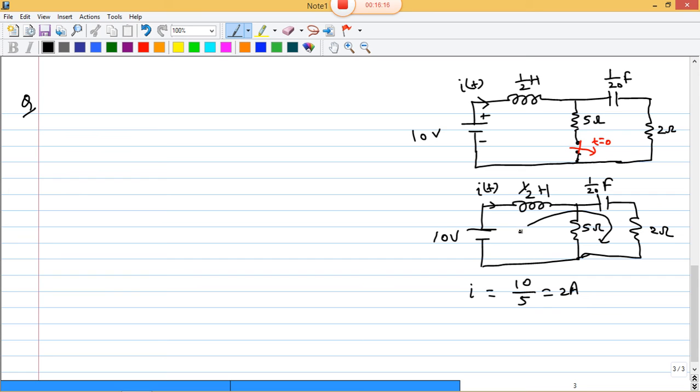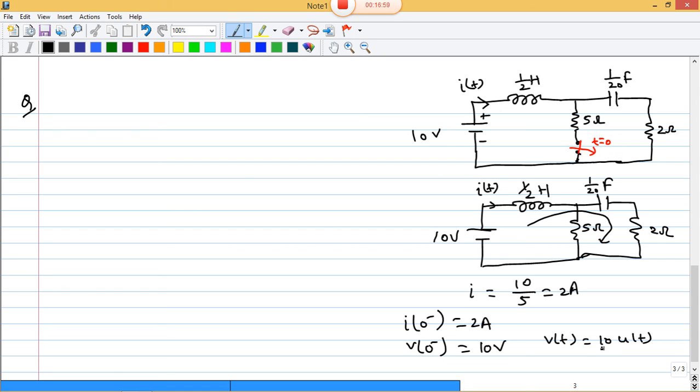So the previous current, which is 2 ampere, says that i(0 minus) will be 2 ampere, and the previous voltage says that this will be 10 volt. Is that clear? Now it can be represented as 10 u(t). Why have I written u(t)? For t greater than 0 it will be 1, and for t less than 0 it will be 0. Clear?